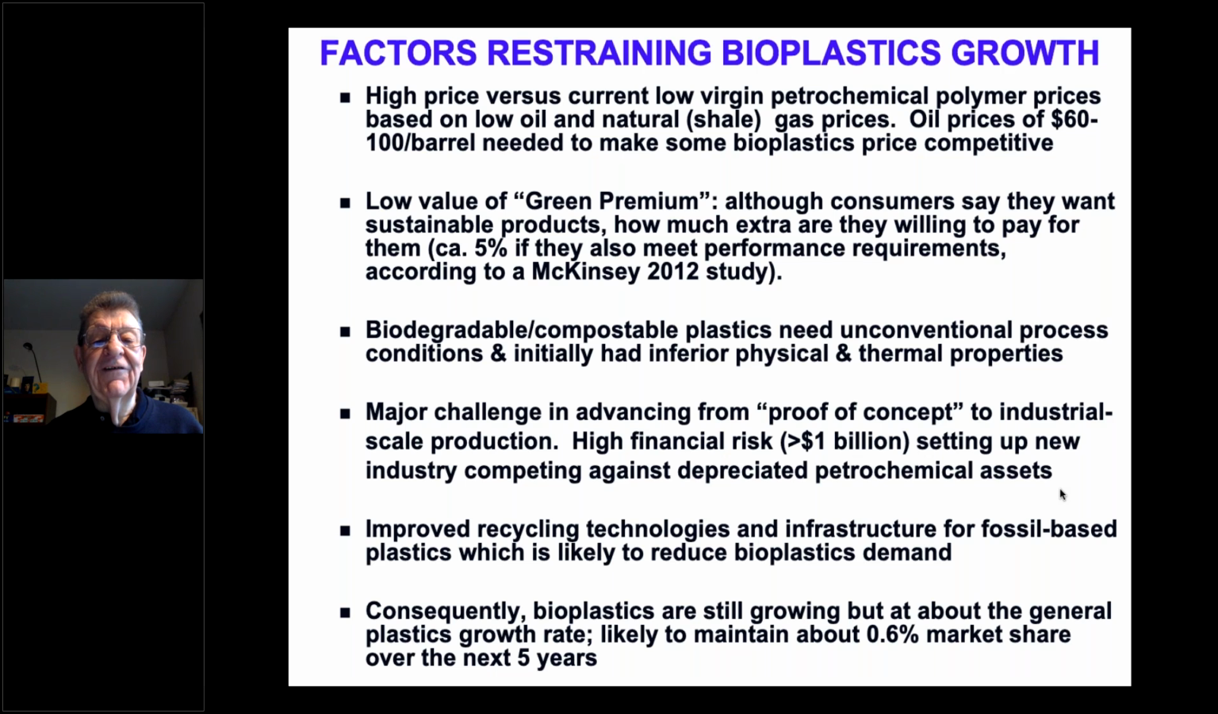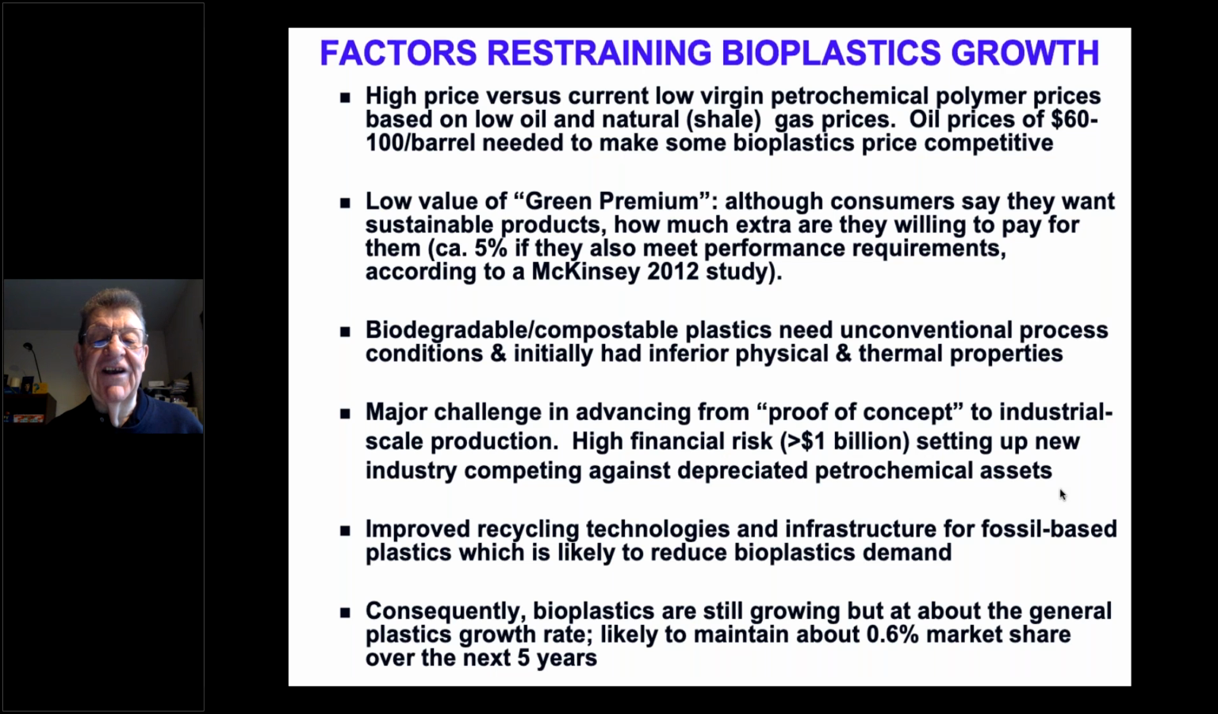Thirdly, when biodegradable and compostable plastics first came onto the market, they needed different process conditions, and they were inferior products at that time. During the last 10 years or so, all kinds of compounding and stereochemical control technologies have been developed to make them very good products today. But the thought of that still lingers.